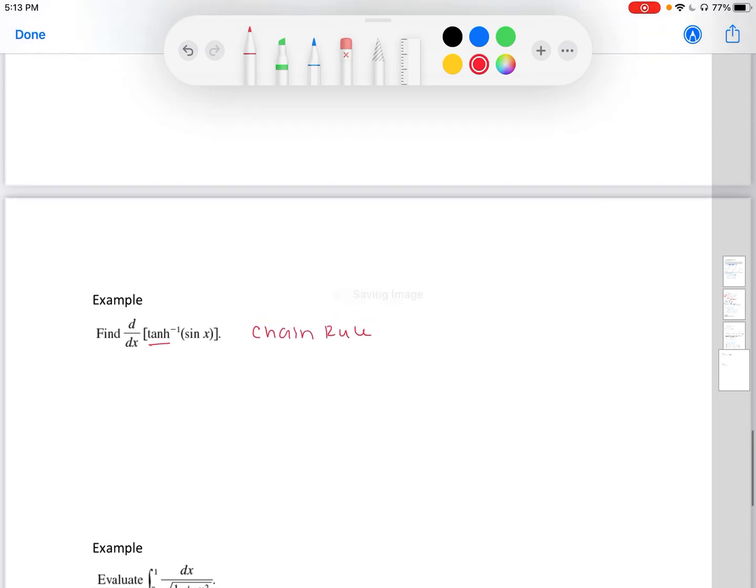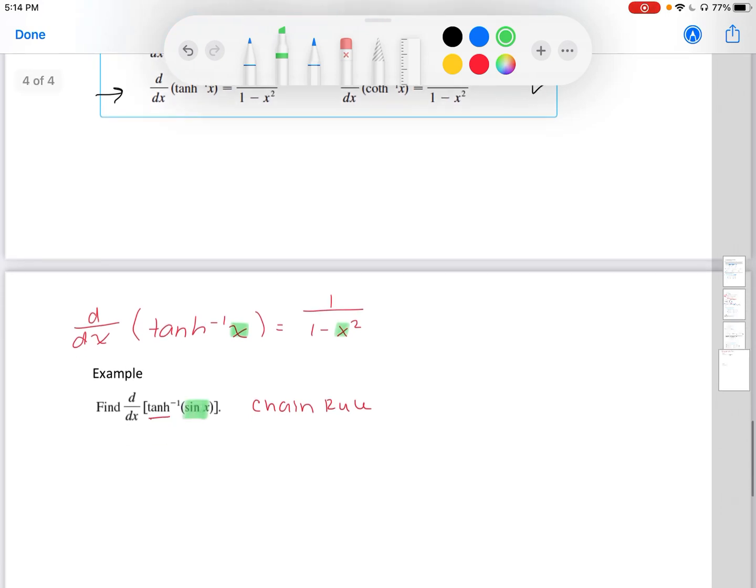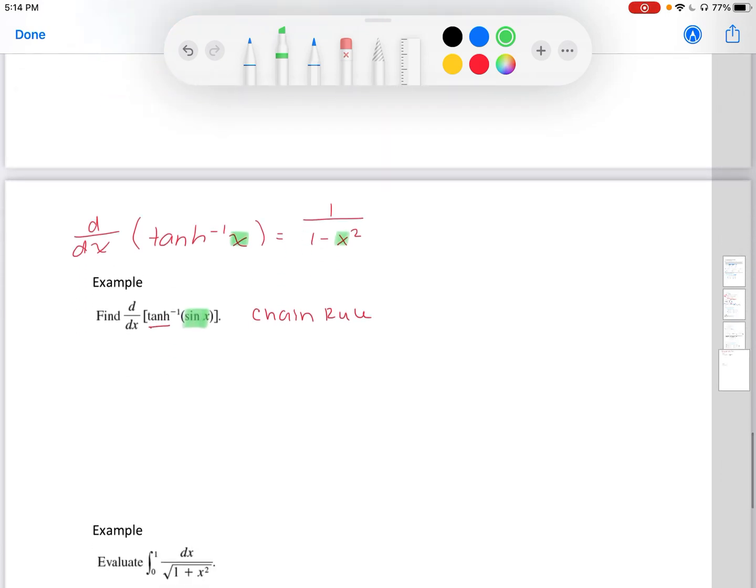All right, so just as a reminder, let me write it since we have it so handy. Our derivative of tangent inverse is 1 over 1 minus x squared. But notice, this is because we're working with x, and so that x is being squared. Here, we're working with sine, so be warned. Let's go ahead and apply that derivative.